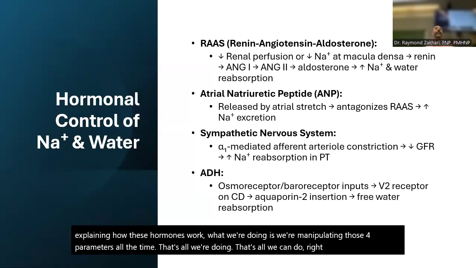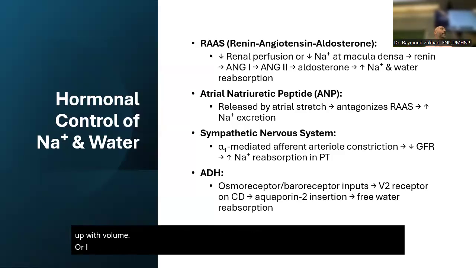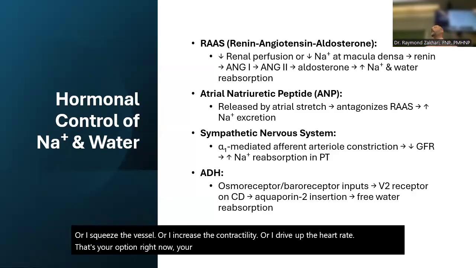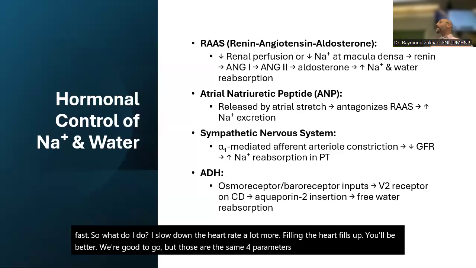If I want to bring your pressure up, I fill you up with volume, or I squeeze the vessel, or I increase the contractility, or I drive up the heart rate. That's your option, right? Now, your pressure could obviously go down if the heart rate's too fast. So what do I do? I slow down the heart rate, allow more filling, the heart fills up, you beat better, we're good to go. But those are the same 4 parameters that are constantly being manipulated in the process.